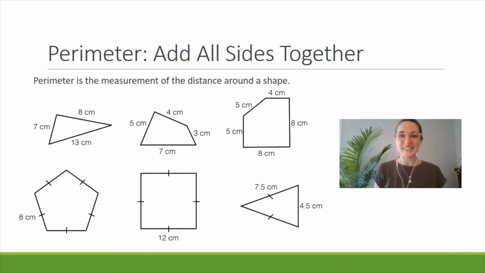Perimeter is the distance around the shape. So all we have to do to find perimeter is to add all the lengths of all the sides together. Let's start with our top row of shapes.